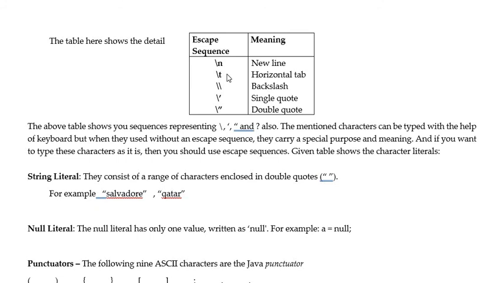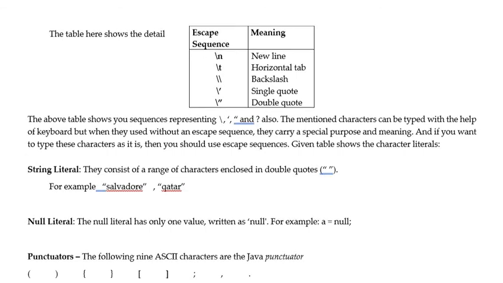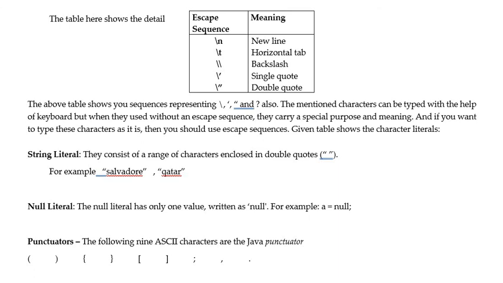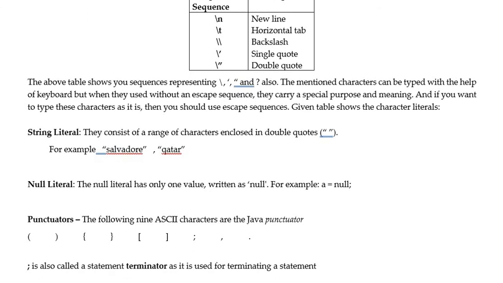Then the next thing we have is punctuators. Do you know what punctuators are? There are brackets, three types of brackets with various purposes: the first bracket, second bracket, and third bracket. And there are the semicolon, comma, and dot. These all are considered punctuators. The semicolon is a statement terminator, as it is used for terminating a statement. Coming up in the next video are some more introductory notes on Java.